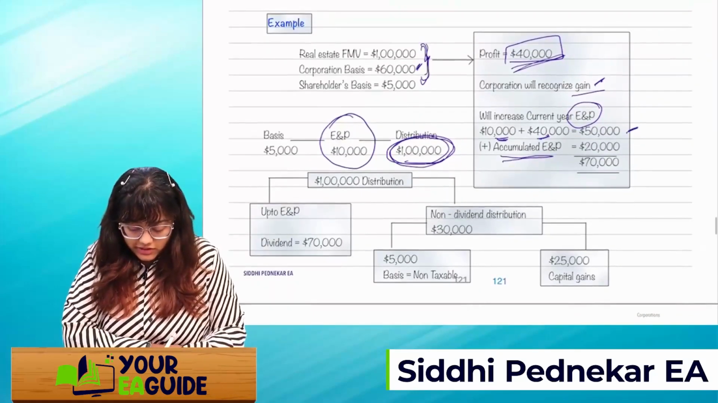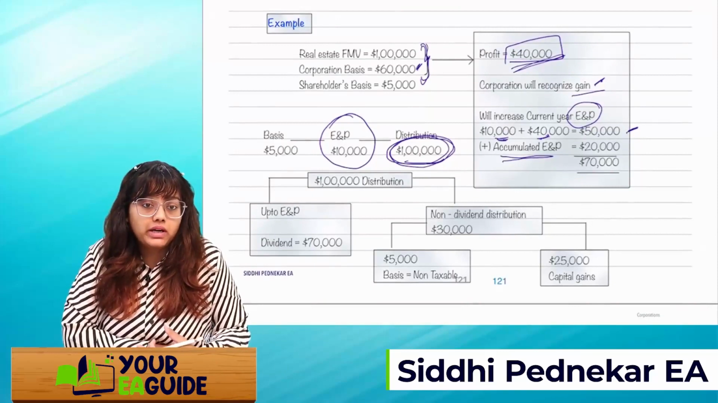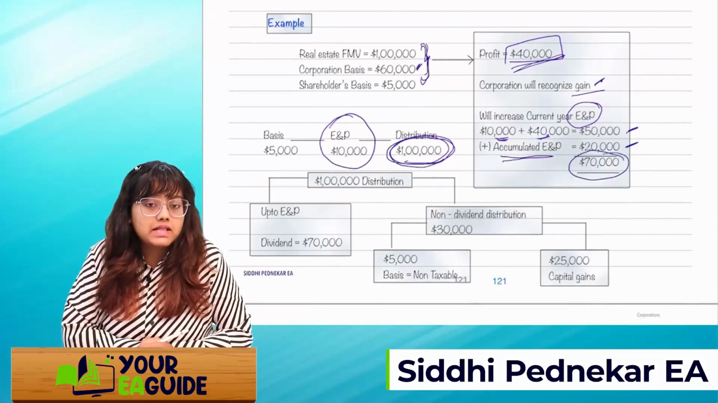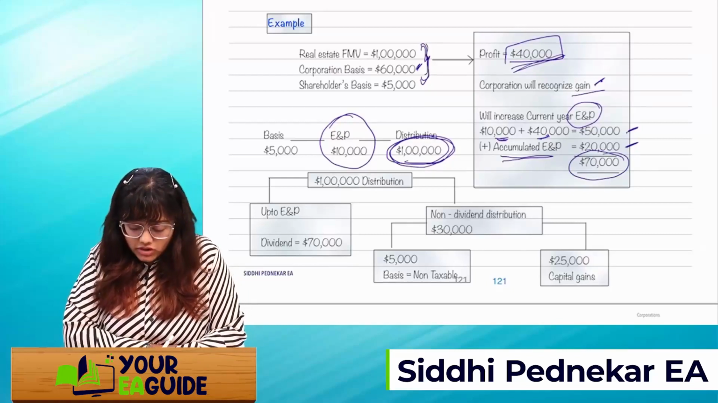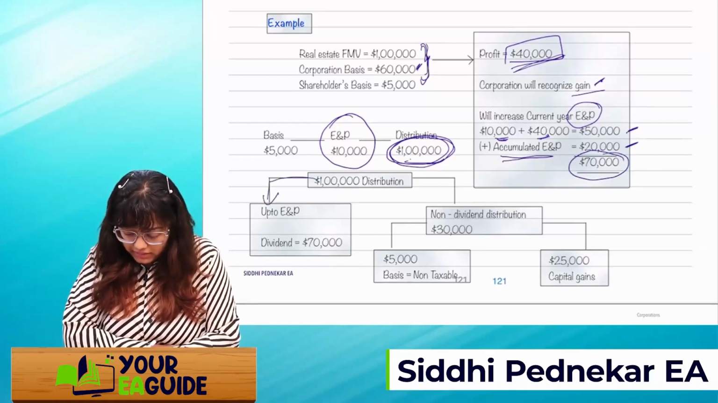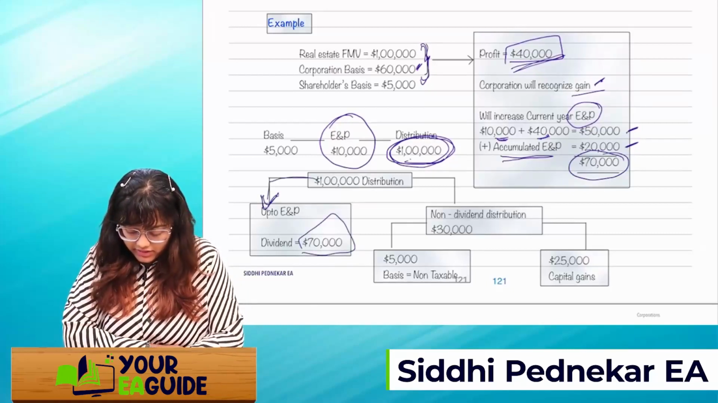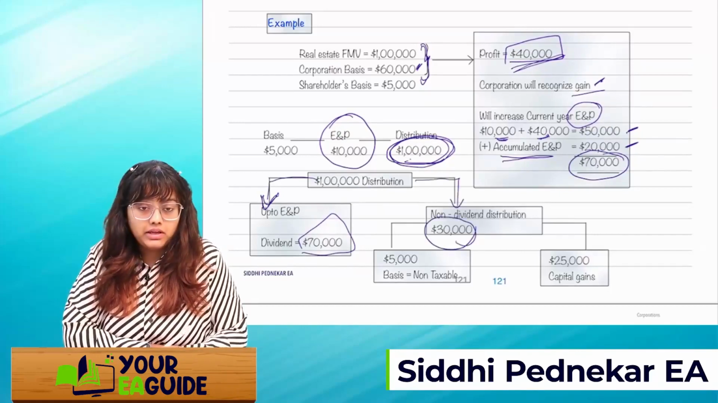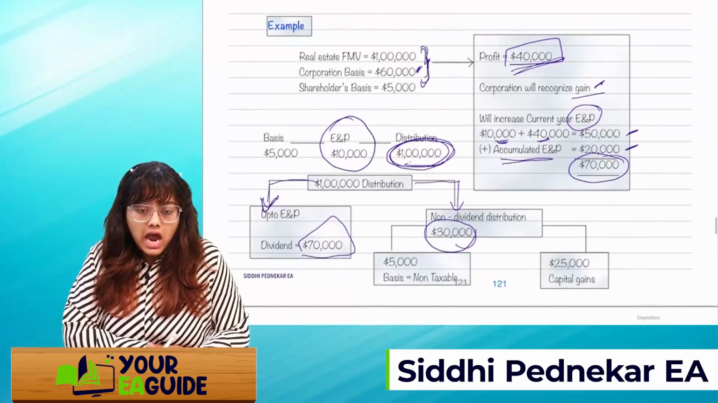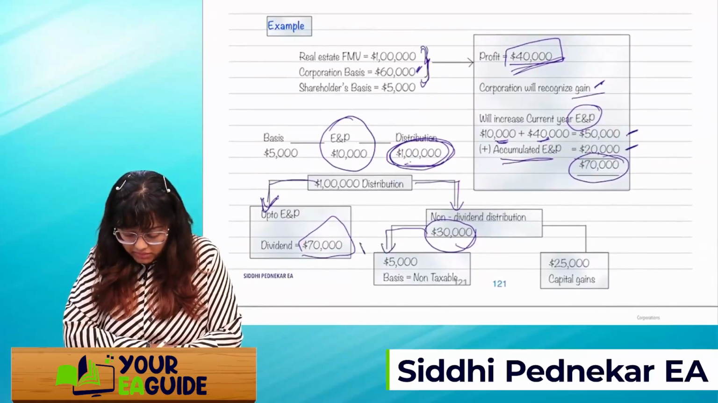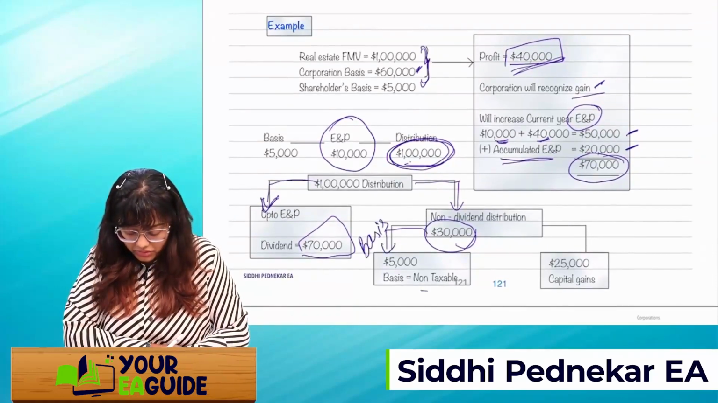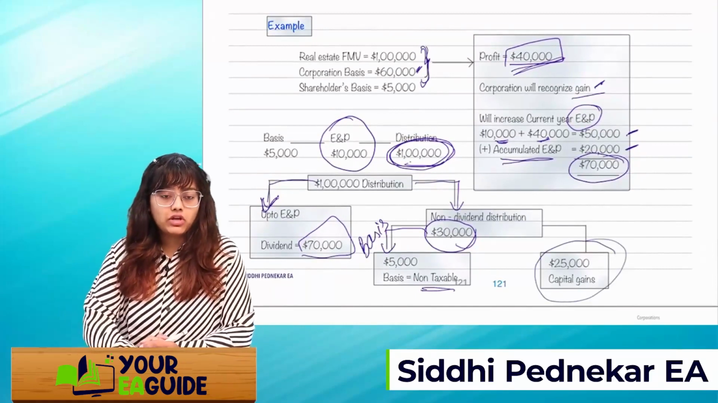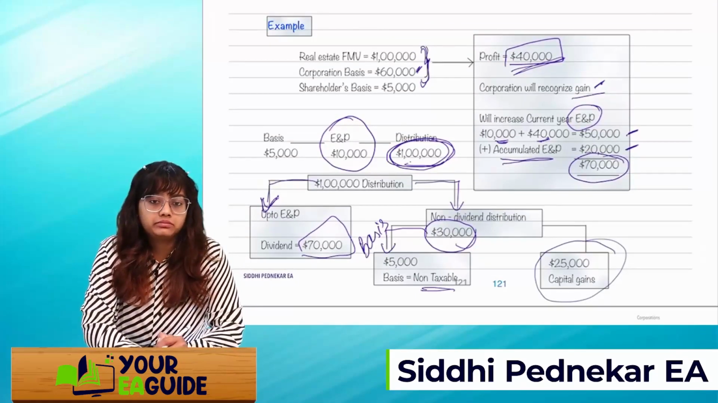We will add the accumulated ENP if any. So here it's not mentioned, but let's take an example. The accumulated ENP was 20,000. So our total ENP is now 70,000. So out of this 1 lakh, up to the ENP amount, I'll call it a dividend. Over and above this ENP, the remaining is 30,000. Out of this 30,000, up to the basis, it's non-taxable. Over and above the basis, that is 25,000, will be my capital gain.